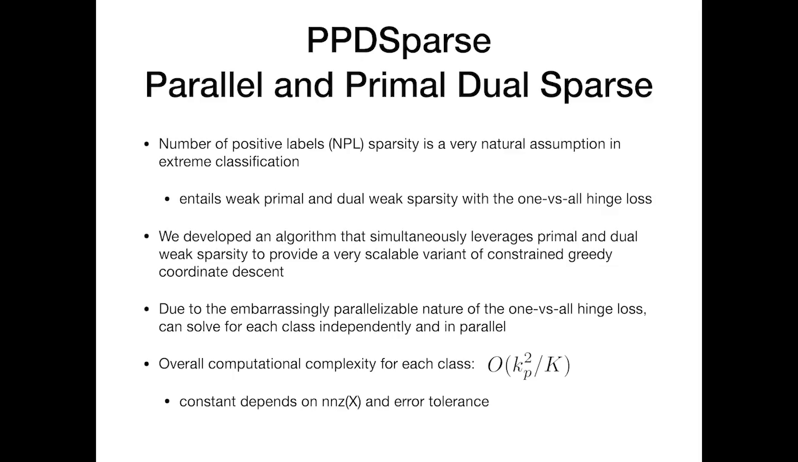Okay, and so that was really a parallel and primal dual sparse, where we assume this NPL sparsity, which entails weak primal and dual sparsity, and we developed an algorithm that again leverages both primal and dual sparsity, with some more technical machinery involved because we don't have hard sparsity, we have weak sparsity. So there were some stochastic approximations of our vectors that we actually had to do in each iteration, but it's embarrassingly parallelizable. Right? And so the complexity per class is the Kp squared divided by K.